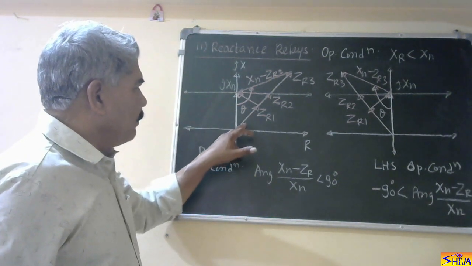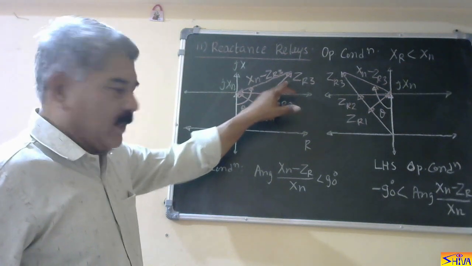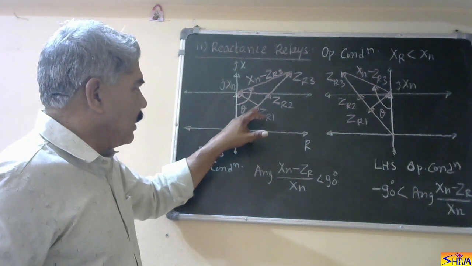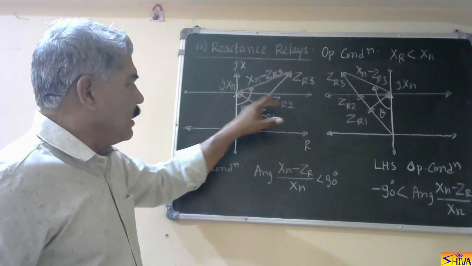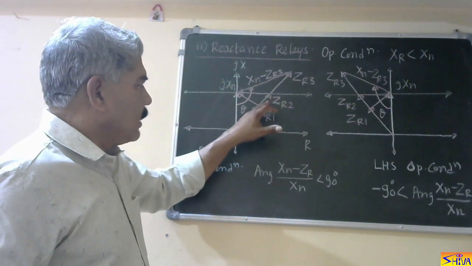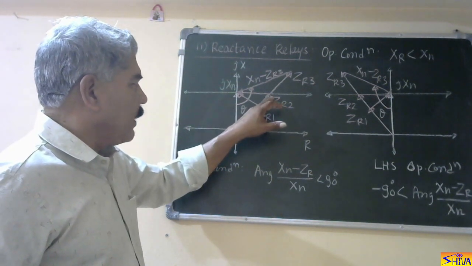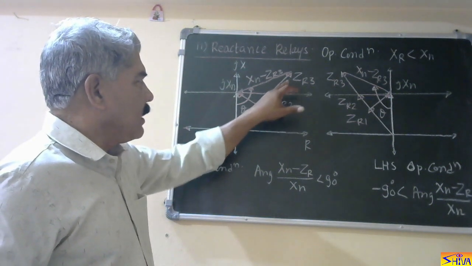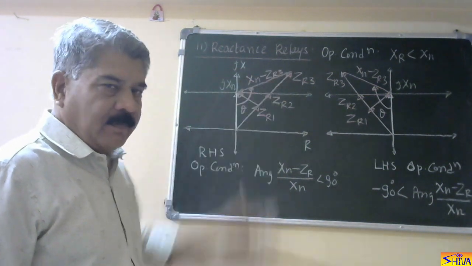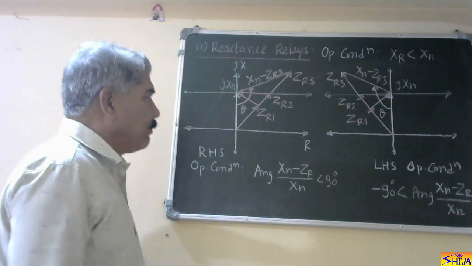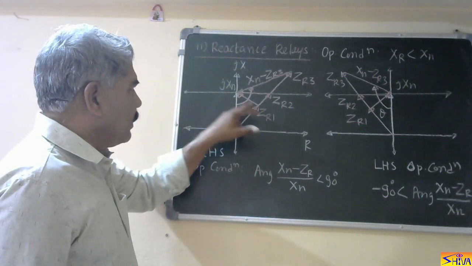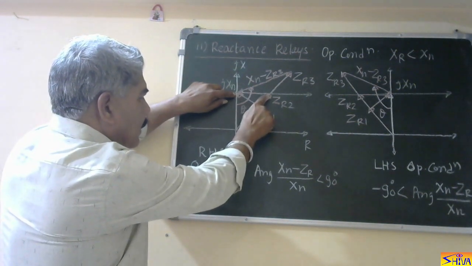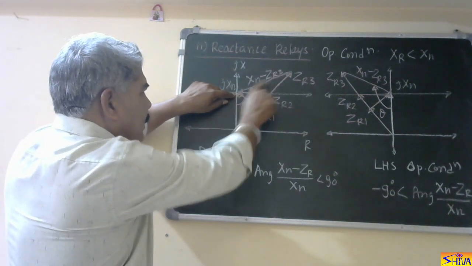Now let us take this straight line as the impedance vector. We will consider three conditions. ZR1: if this is the impedance vector, then its tip is below Xn. Second, the threshold condition: ZR2 vector, its tip is on the line Xn. And ZR3, the impedance vector whose tip is outside the operating region. Now let us draw the vector Xn minus Zr. So this is the vector Xn minus Zr1, Xn minus Zr2, Xn minus Zr3.